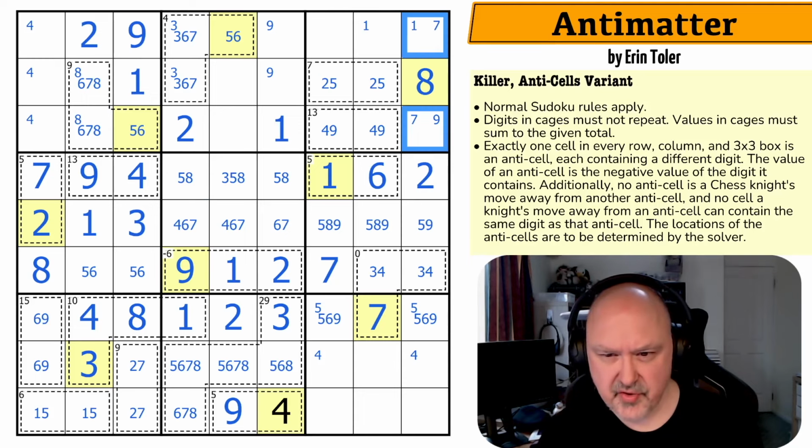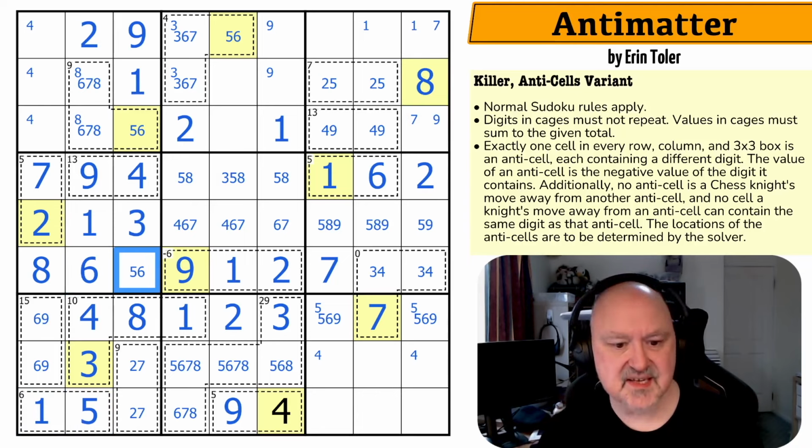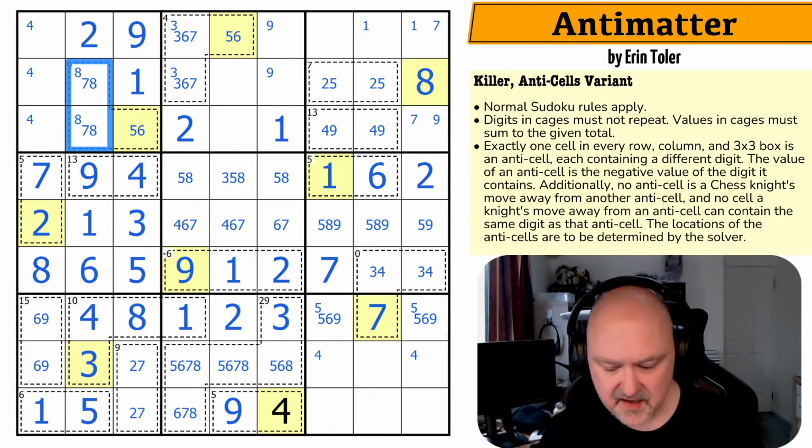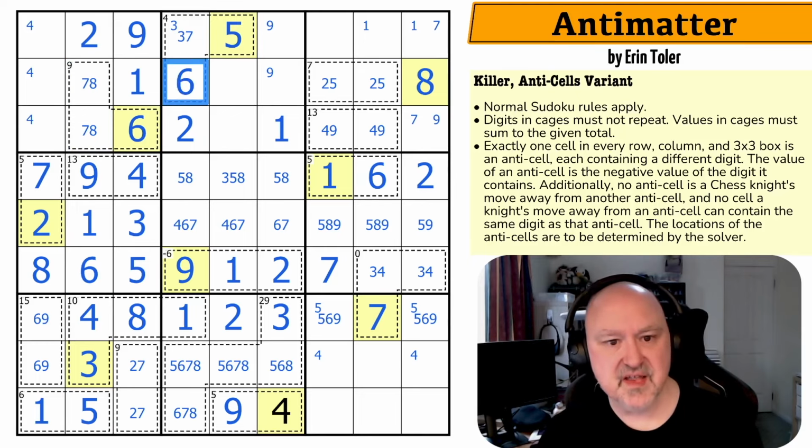Seven is in one of those two. This is the 5, this is the 1, because of the 1 looking down, which makes this the 6 and this the 5, which takes 6 out of here. This is 7, 8, this is 15. 15 minus 6 is 9. That 6 means that this is not a 6, but it means this is a 5, which means these need to sum to 9, so they're 3, 6.